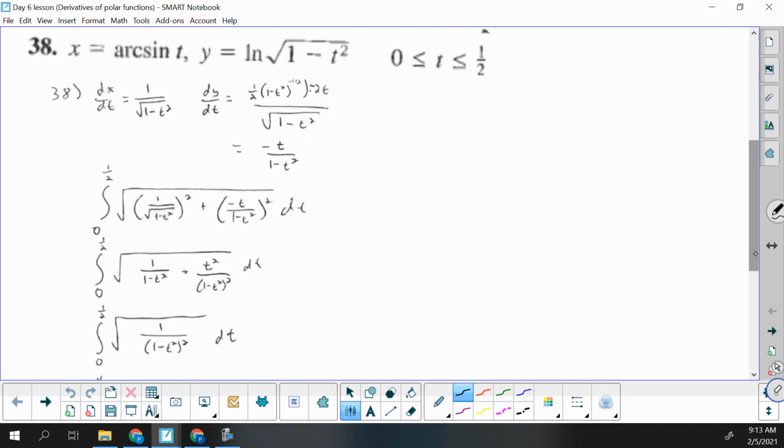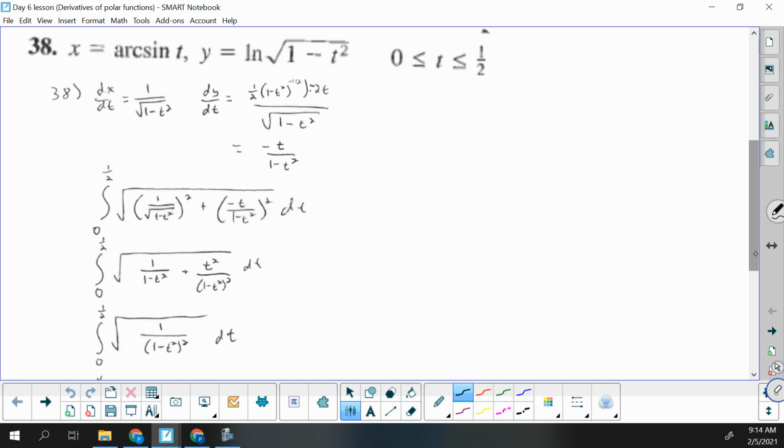Our first homework one, we were doing an arc length. So your dx over dt is just your arc sine rule, 1 over square root of 1 minus t squared. For dy over dt, it's derivative of the inside over the inside. So for derivative of the inside, you had to do a chain rule. Then over our inside, if we neaten that up, that minus 1/2 goes down to the bottom and just makes it a 1 minus t squared. And then negative 2t times a half just gives us negative t.